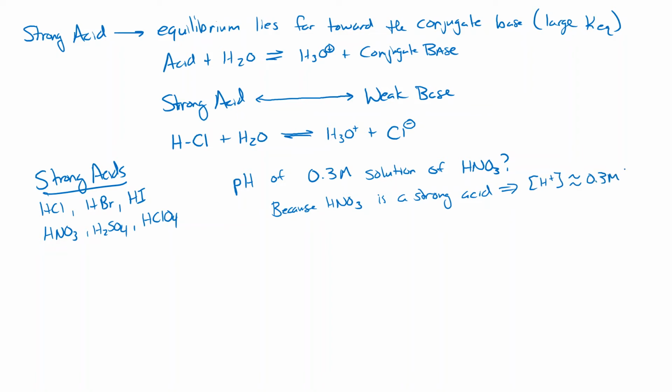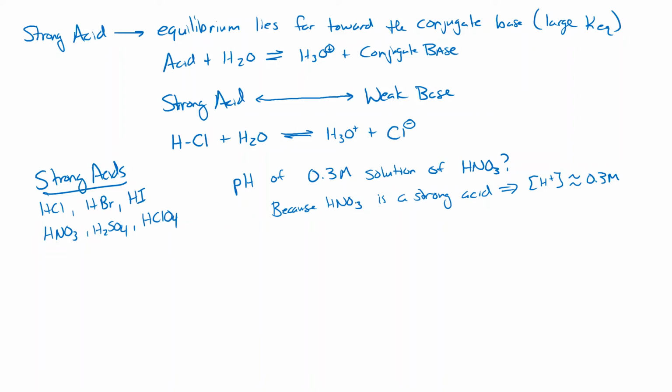Right? Now, is it exactly 0.3 molar? There might be a little bit of wiggle room there, but for the most part, the equilibrium of this reaction lies very far to the right, to the product side, right? Because it's a strong acid, that's how we define strong acids. They have large KEQs. That means that the majority of the components of this reaction are going to be the products. And so the concentration of H plus is pretty much 0.3 molar.